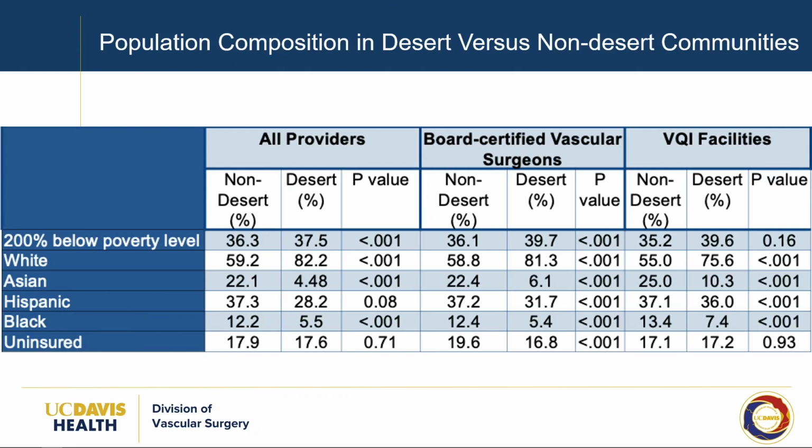We thought this potentially represented what you would expect based on indigent populations in urban areas. And then the all-provider and board-certified vascular desert regions had a greater percentage of the population living 200% below the poverty line, likely reflective of lower income with increasing distance from major cities. And then the vascular desert regions had an overwhelming white majority in contrast to the slight plurality evident in non-desert regions, likely reflective of increasing demographic diversity in urban areas.